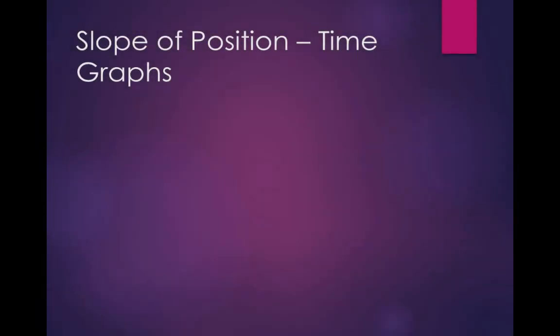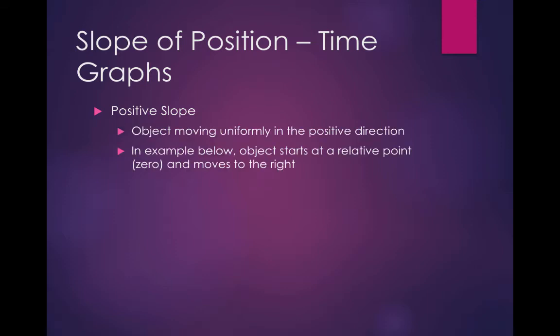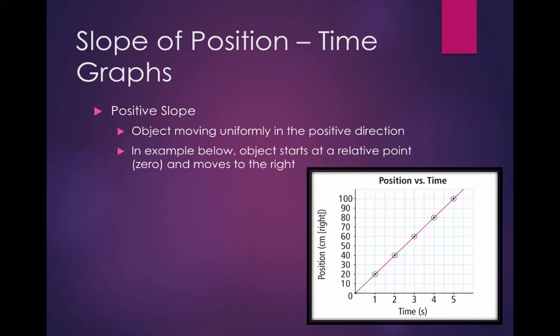If we have a straight line on a position time graph, the slope provides us with some useful information. If the slope is positive, then it indicates that the object is moving in a positive direction. Recall that up, to the right, north, and east are often denoted as a positive direction. If you have forgotten this lesson, go review the vectors video. In the example below, the object starts at a relative point 0 and moves to the right. An animation to illustrate this would be the ball moving to the right.